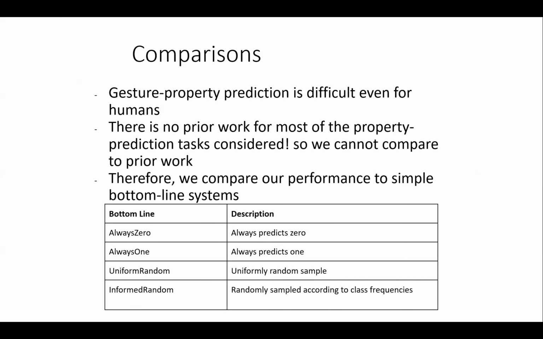And so what we looked at was always predicting 0. So the thing is just not present, always 1. The thing's always present. A uniform random or an informed random, which is basically weighting the random distribution based on what we actually saw in the data. So it's sort of a fair random test. And that's sort of our main comparison point.